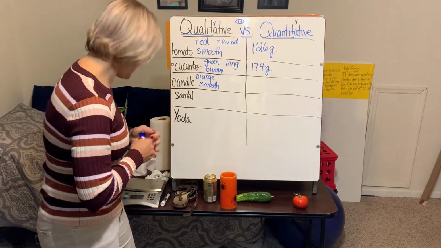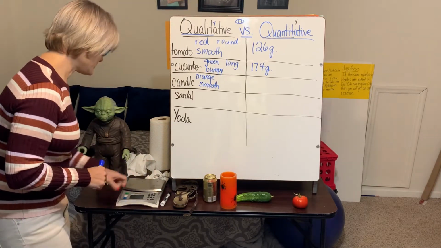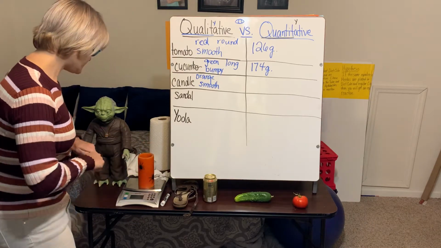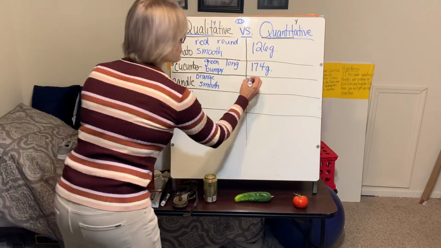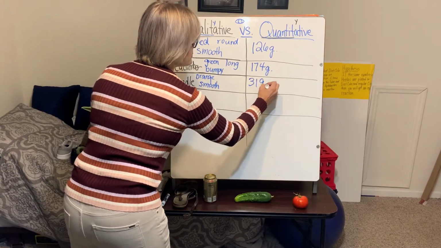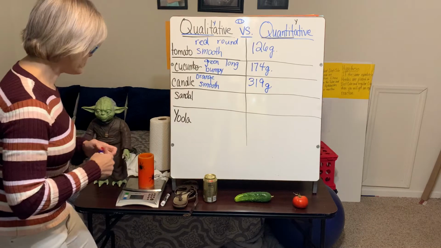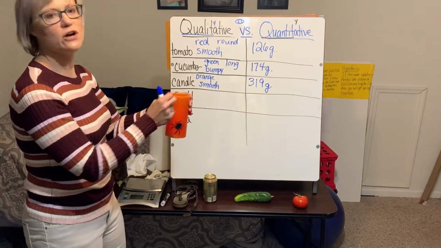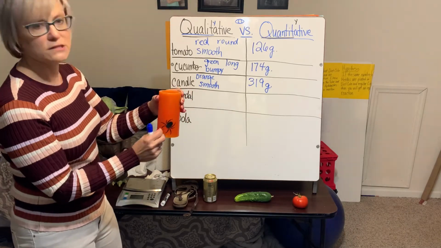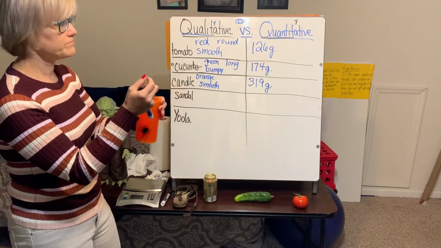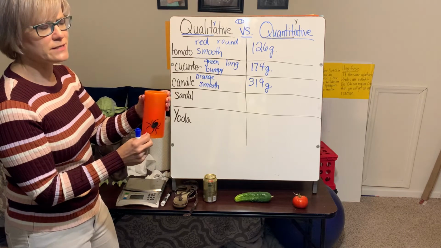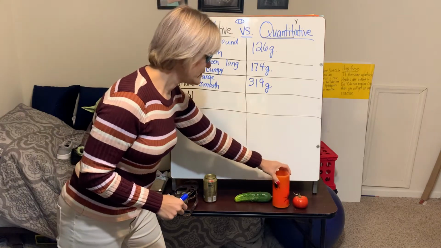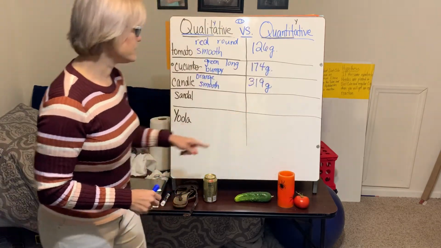All right, for quantitative, I'm going to go ahead and zero this. I'm going to put this on my scale, and it is 319 grams. Now I could also measure how tall it is. If I had my ruler handy, I could measure how tall it is. And if it is, say 18 centimeters tall, then I could put 18 centimeters on there. That would be another quantitative measurement.